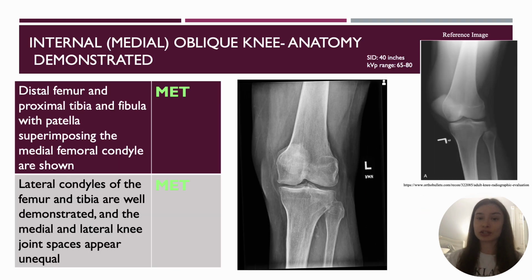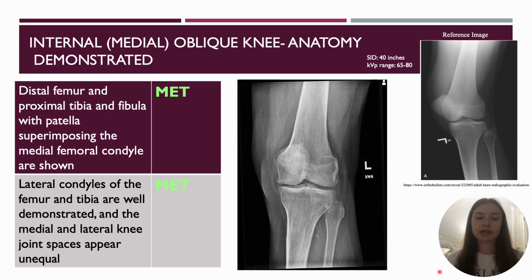So moving on to the internal oblique knee, anatomy demonstrated. The first criteria is distal femur and proximal tibia and fibula with patella superimposing the medial femoral condyle are shown. I did say met for this one because you can see the distal femur here and proximal tibia and fibula, and that patella is superimposing the medial femoral condyle right here.